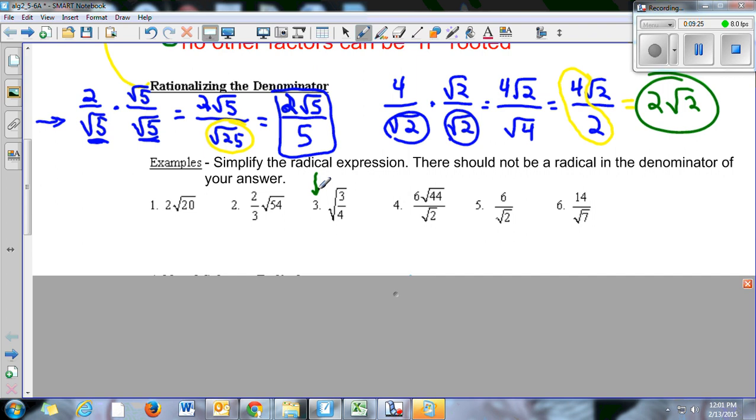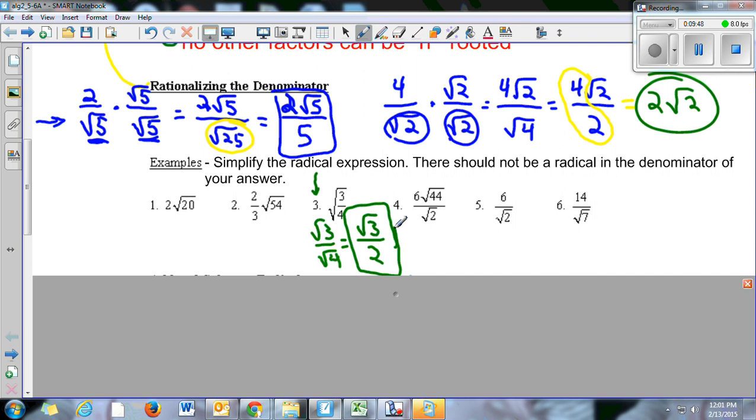I'm not allowed to have a fraction underneath a radical, so I'm going to split this up into the square root of 3 over the square root of 4. I cannot take the square root of 3 evenly, so I leave that alone. I can take the square root of 4, which is 2, and so I do that, and that's my answer.